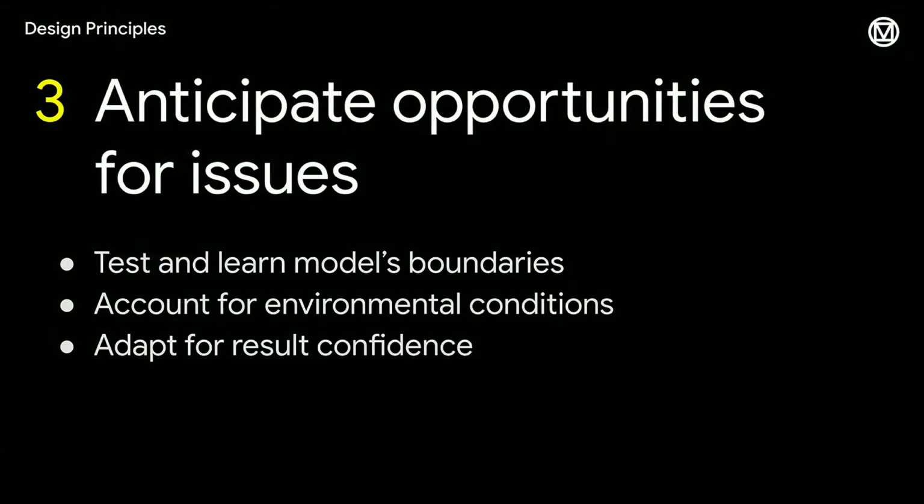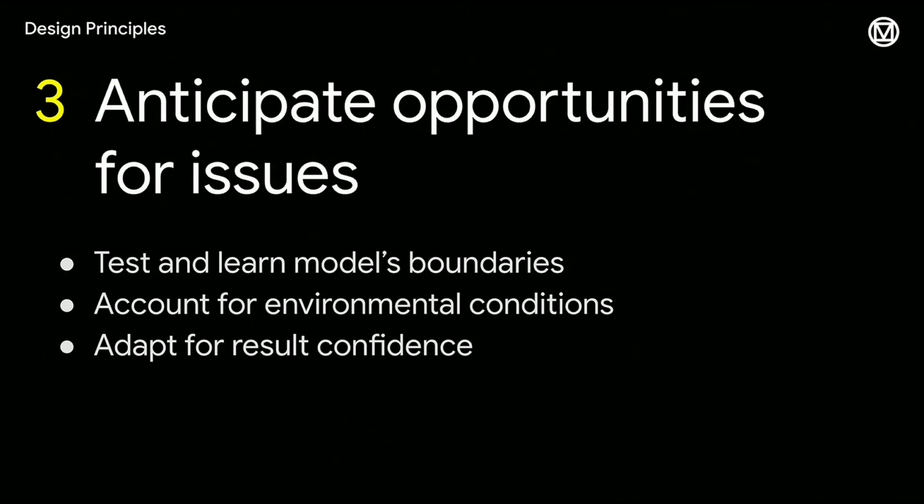Our last principle is to anticipate opportunities for issues. So this is what Rachel was talking about at the beginning, about designing for the fringes of these use cases. These flows are prone to errors from a variety of factors, and it can be really frustrating for your user if you don't take these factors into account. So before designing these flows, before even getting into the design side, really test and learn the model's boundaries. What is it good at doing? What is it bad at doing? And what common errors might you encounter because of those boundaries?